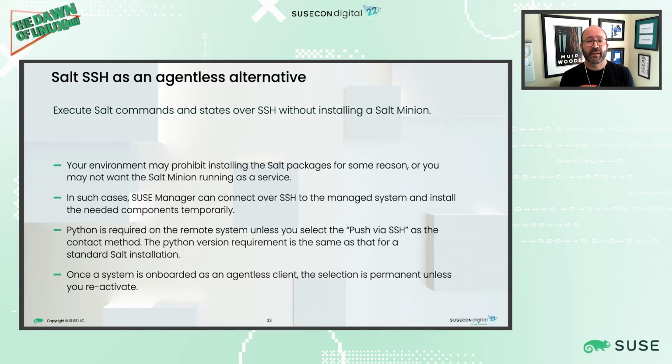So you need to have Python on that remote system unless you use the push via SSH contact method. The Python version needs to be the same version that we use when we do an actual SALT-based installation. But one important thing to remember is if you do select to onboard a client as agentless, that is a permanent selection unless you reactivate that client.